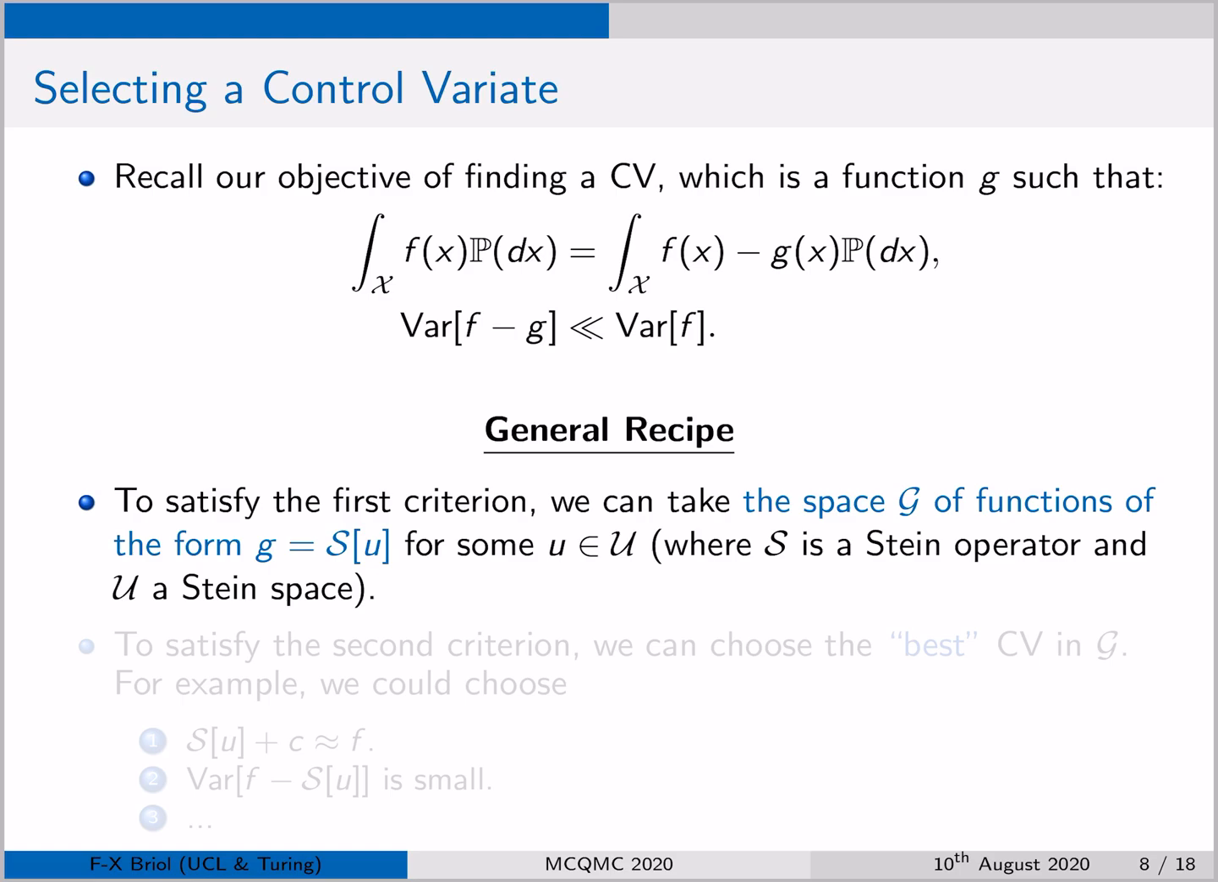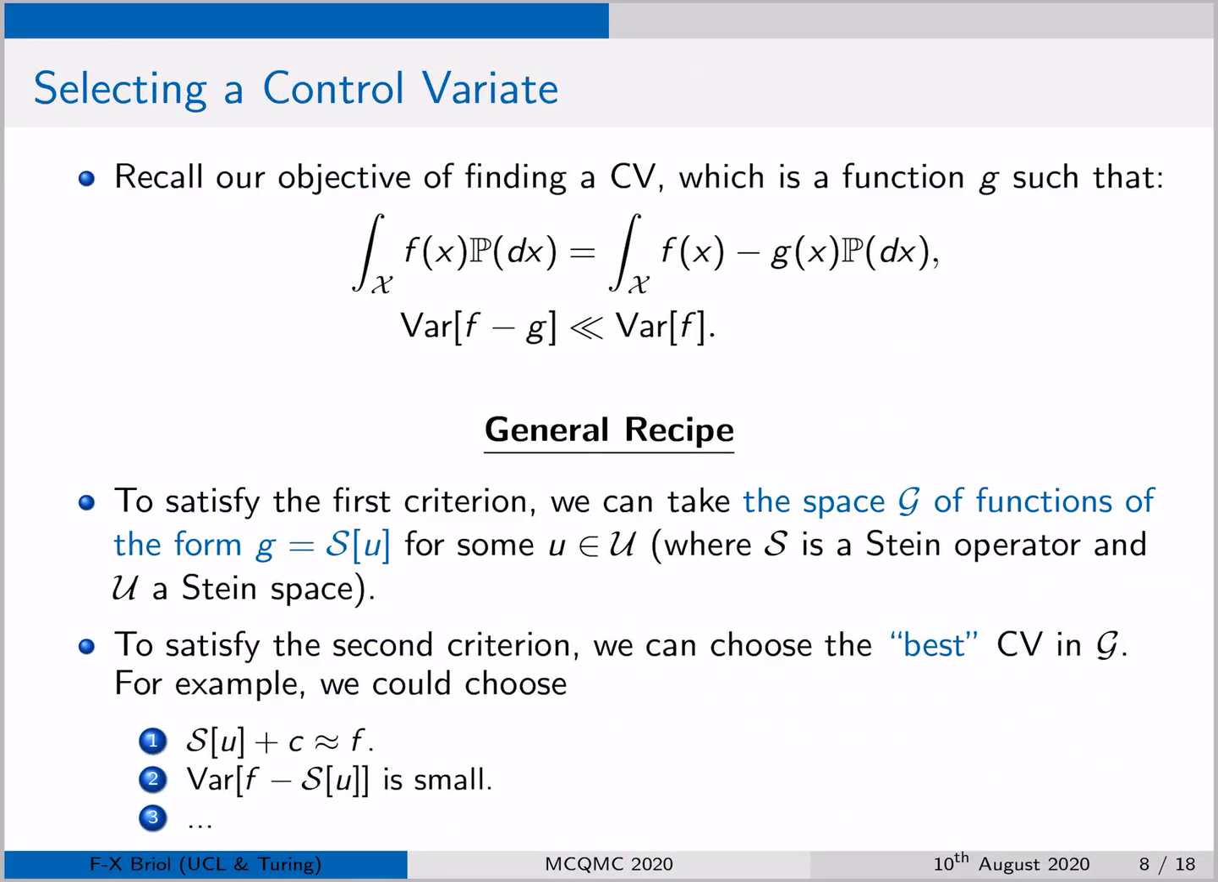Now there's still the question of how you satisfy the second criterion, and there are quite a few things you could try. One thing you could try is taking the control variate to be an approximation of the function f. That would allow the variance of f minus g to be smaller than the variance of f. But actually we don't need g to be equal to f everywhere. We only need it to be the case in areas where we have high probability. So something like directly minimizing the variance of f minus Su sounds perhaps more sensible.